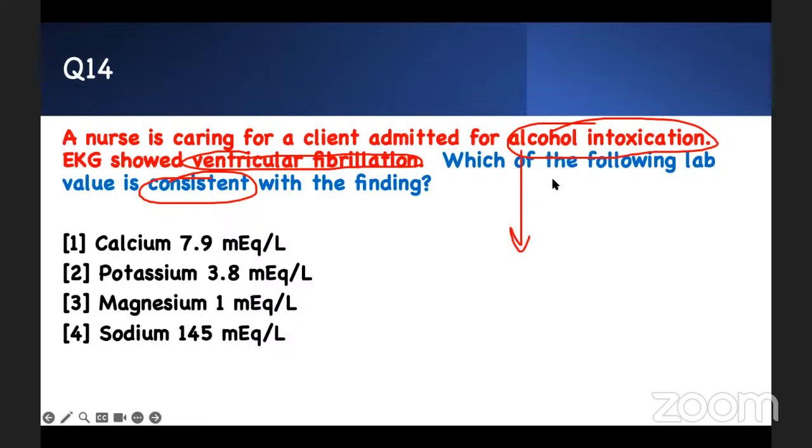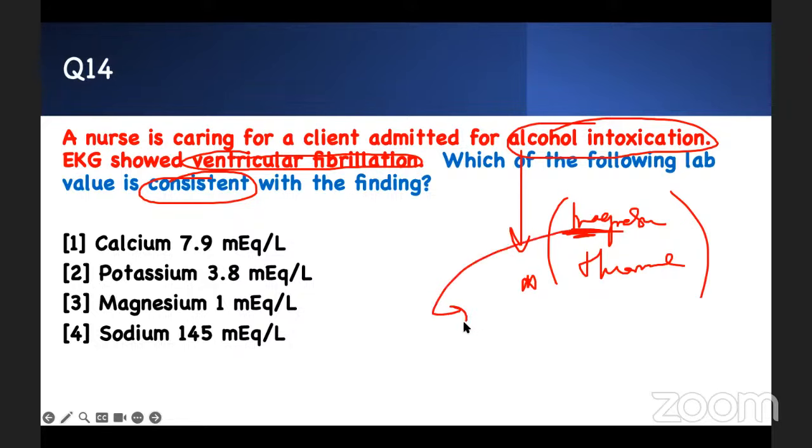Whenever you hear of an alcoholic patient, think of magnesium. Their magnesium is low because of malnutrition. Their thiamine is low. These are the two problems they usually have. So this alcoholic patient's problem is due to magnesium. But you have to know, with low magnesium, there are two deadly rhythms you have to know for your boards. The two deadly rhythms you should worry about are what? Torsades de pointes and VFib.